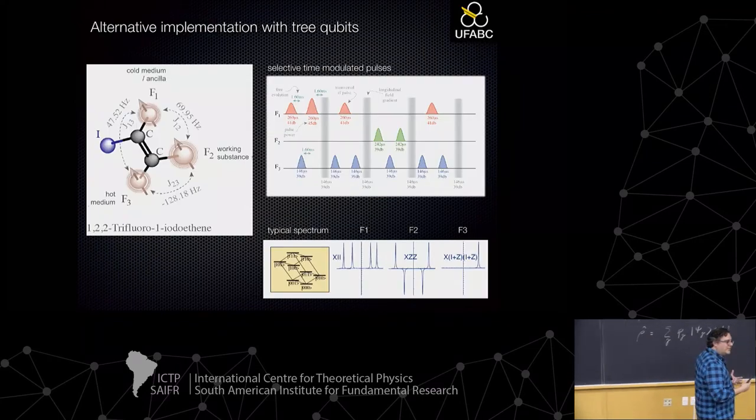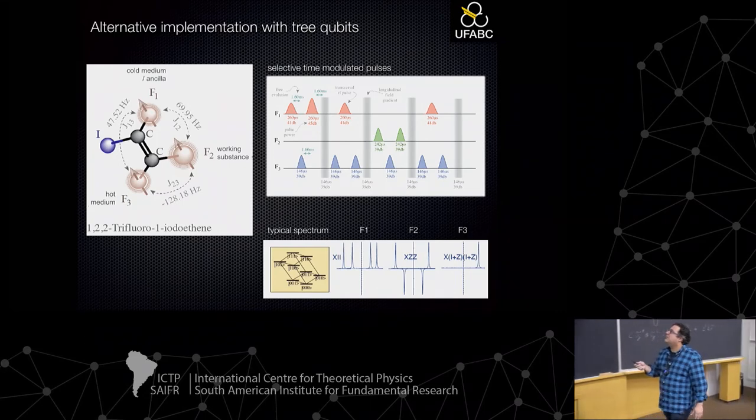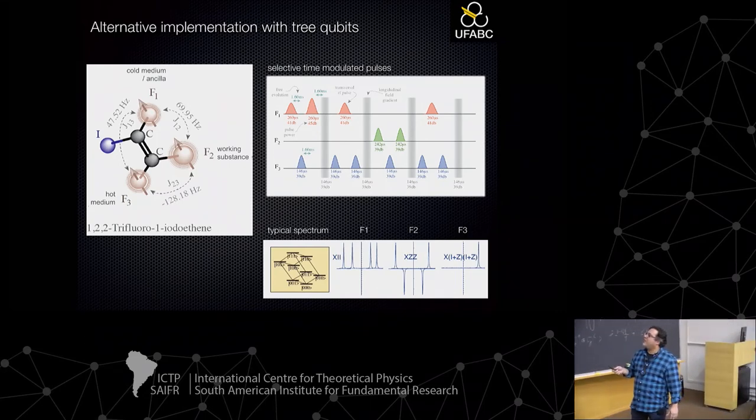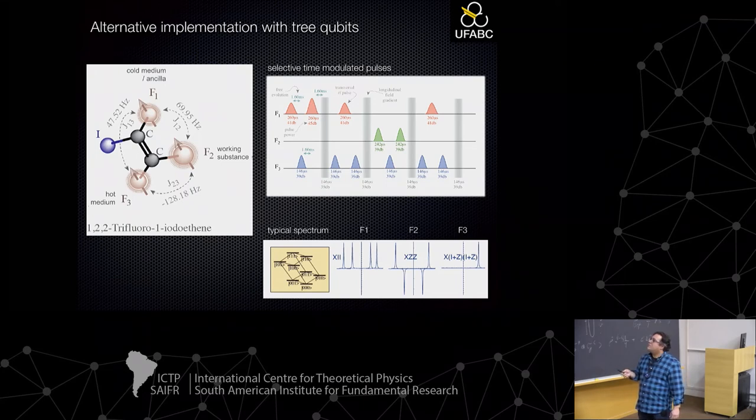I can also play with more qubits. For example, using that molecule where we have three fluorines, this is trifluoroiodoethene. Here I have three fluorines, normal carbon, carbon 12, and one iodine here. Due to the asymmetry in this molecule, we have different resonance frequencies for these three fluorines, but the distance in frequency of the three fluorines is just kilohertz in that case. In the other case, I have megahertz.